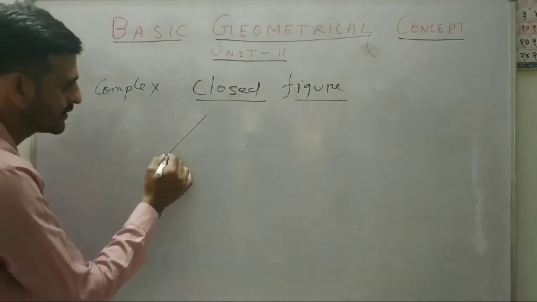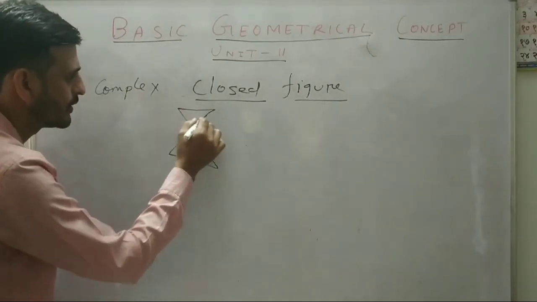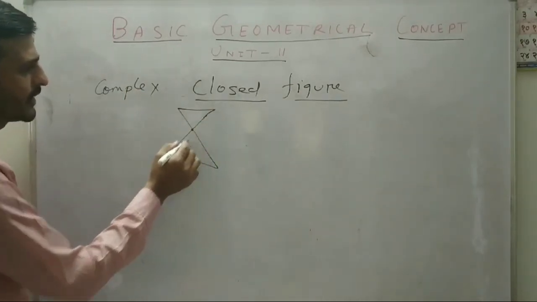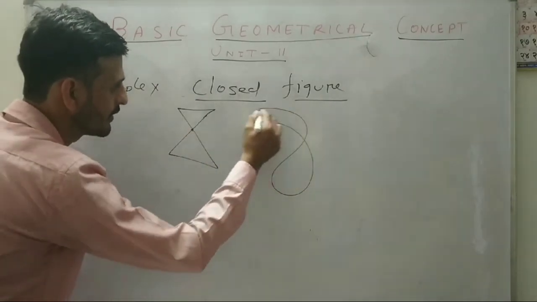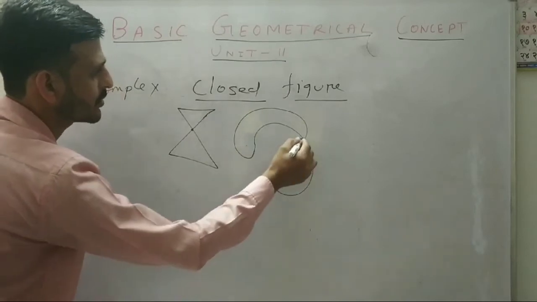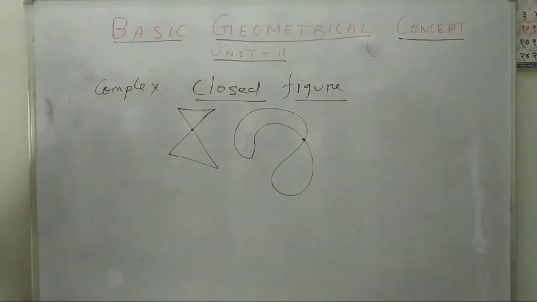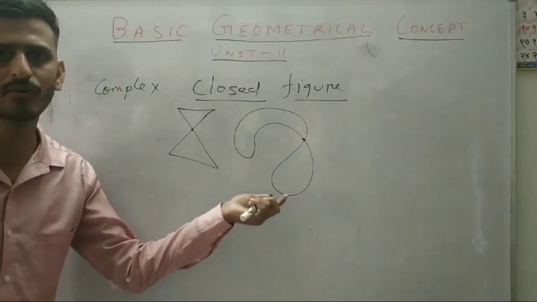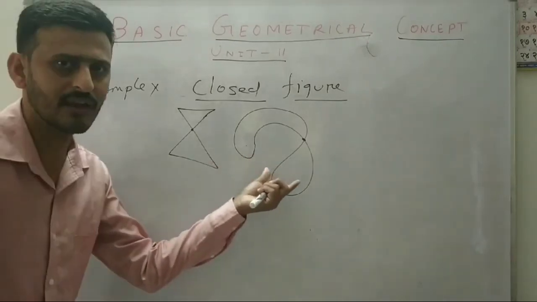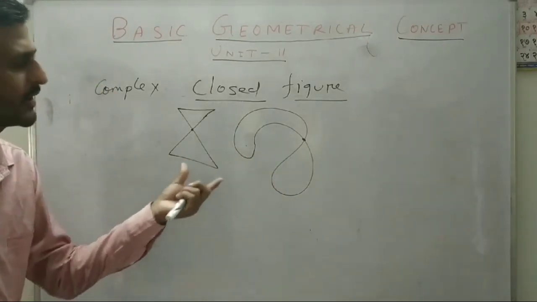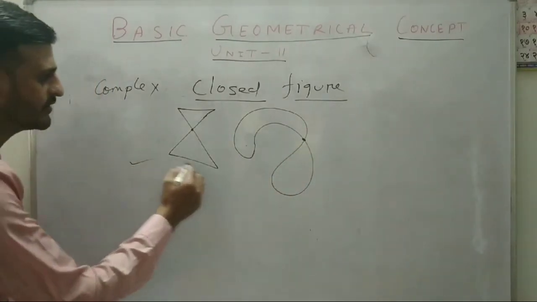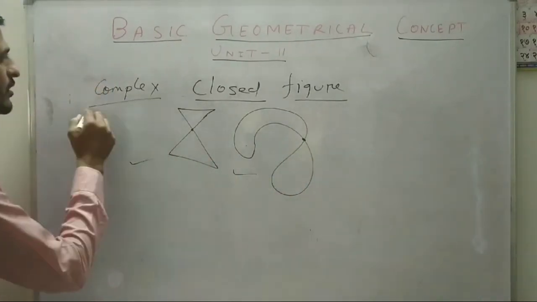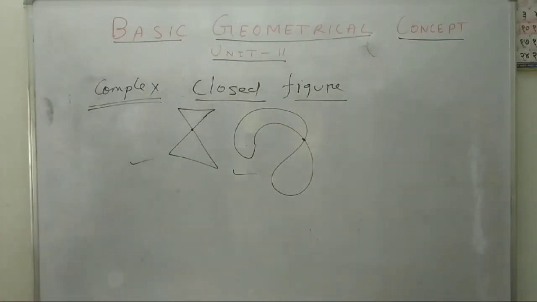See, it is crossing here, line segment crossing here, see, line segment crossing here. So these are known as a complex closed figure because the lines, curved line or line segment are crossing each other at any point. So these type of figures are known as closed figures, but they are complex closed figures.